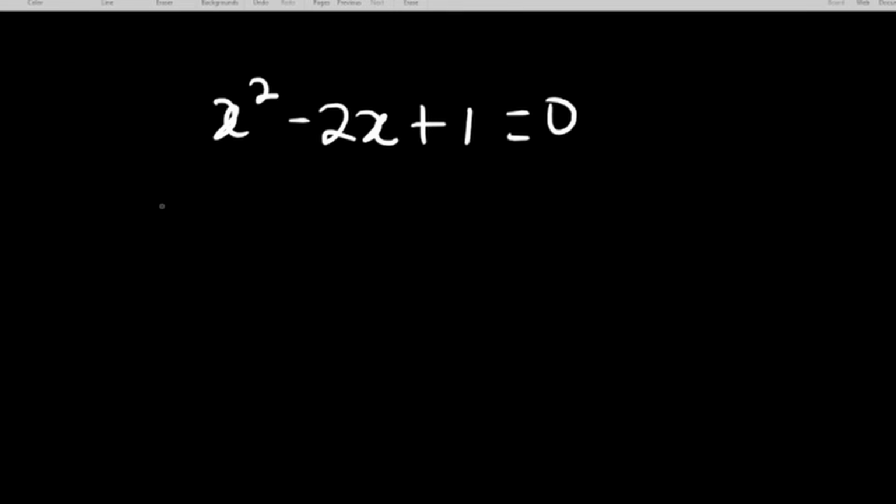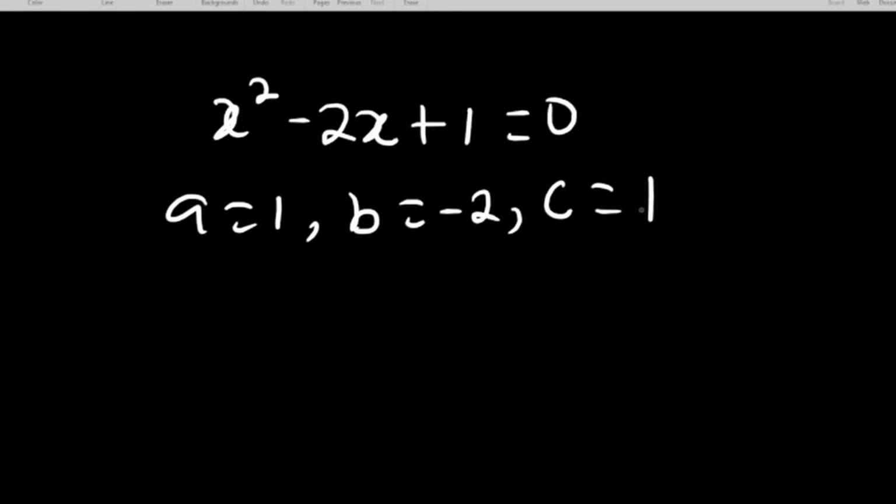Now from this, let's deduce our a. Our a is a term attached to the x squared. So since there is no number here, it's simply a 1. A equals 1. B equals the term attached to the x, or the number attached to the x, which is negative 2. And then c is a constant term that does not have an x attached to it, and that is 1.